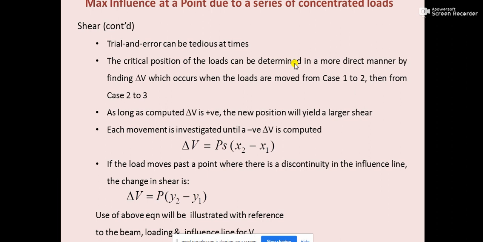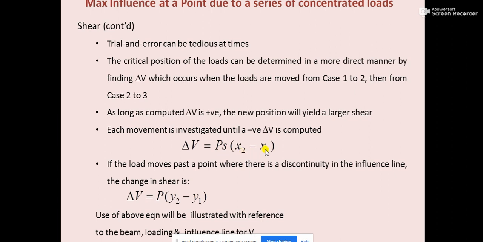And how do you calculate the delta V? That means the change in shear. So this delta V can be calculated using just this one, that is the load value and the slope, multiply the load with the slope of the straight line. And what is that straight line? That influence line is basically a straight line. So the slope of that influence line multiplied by x2 minus x1.